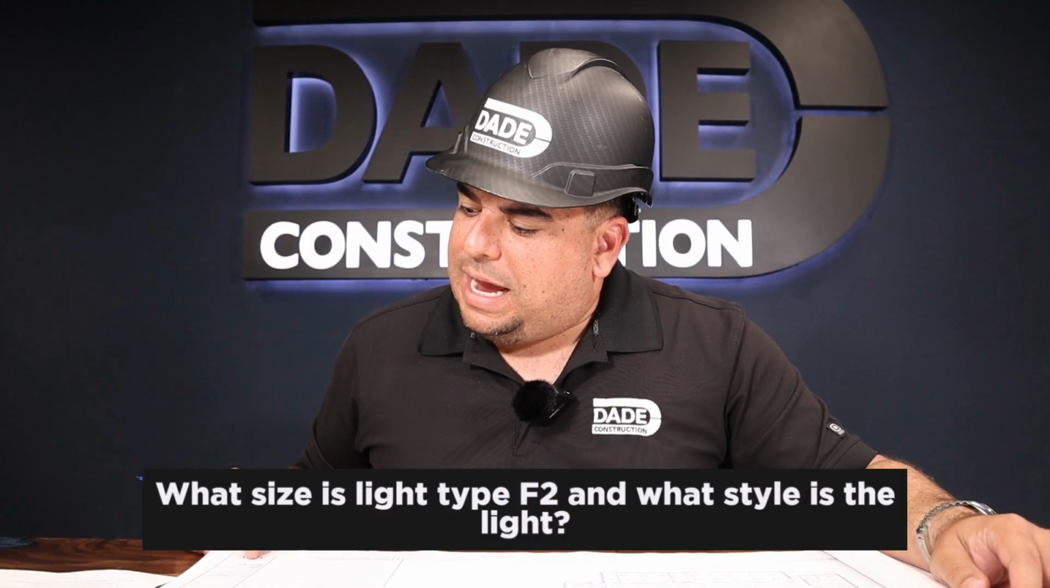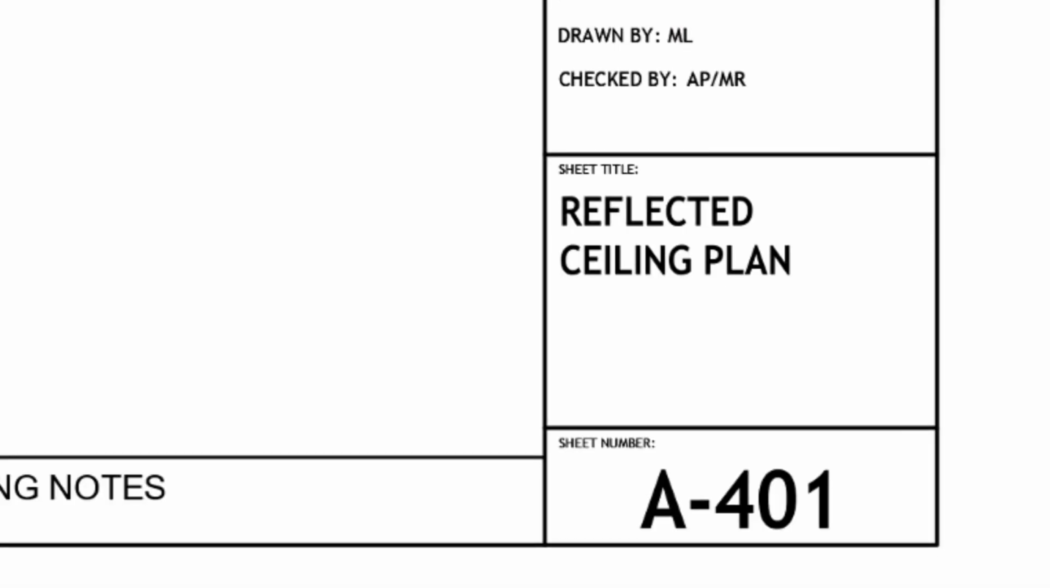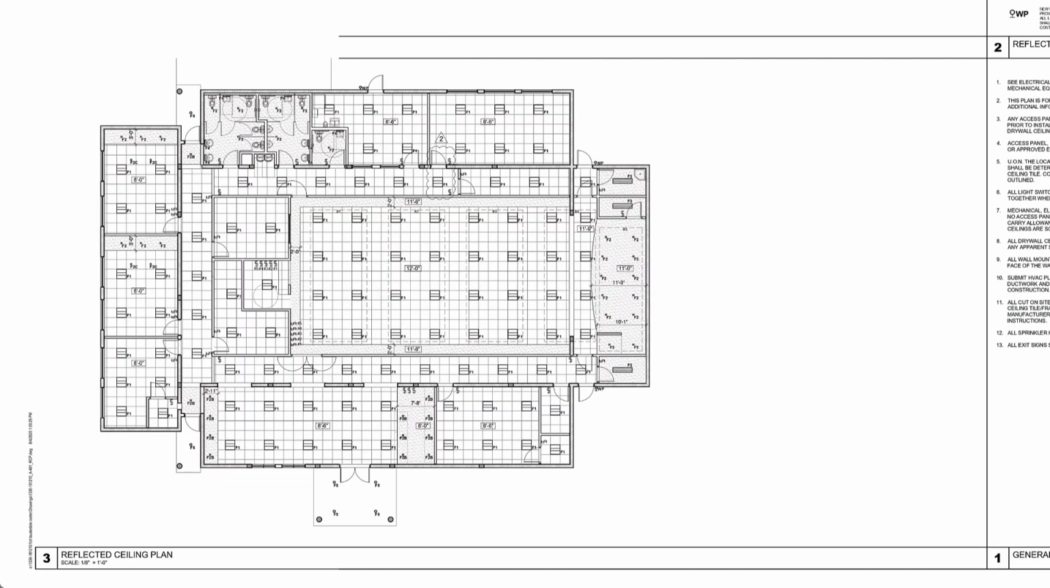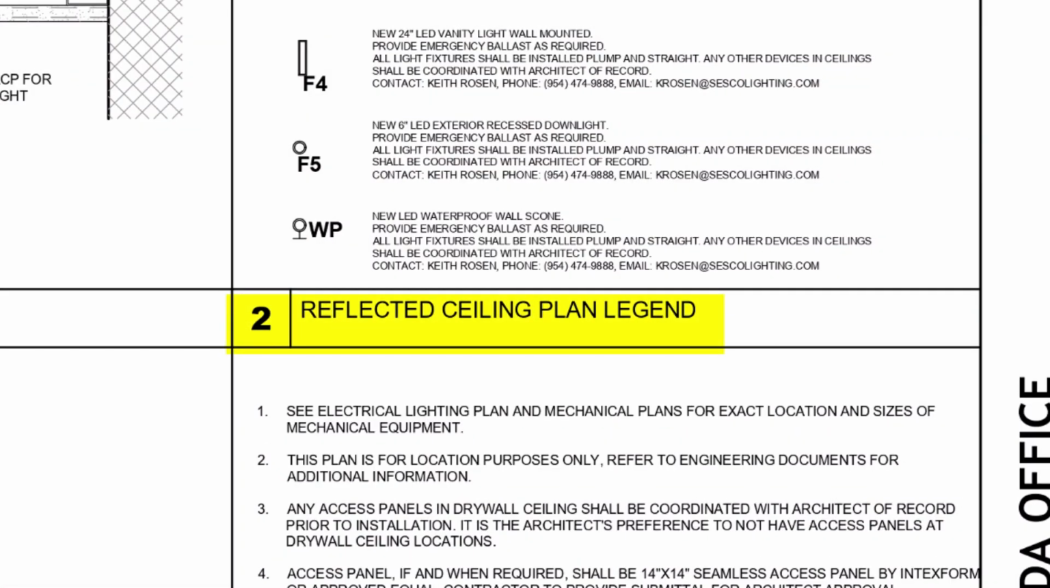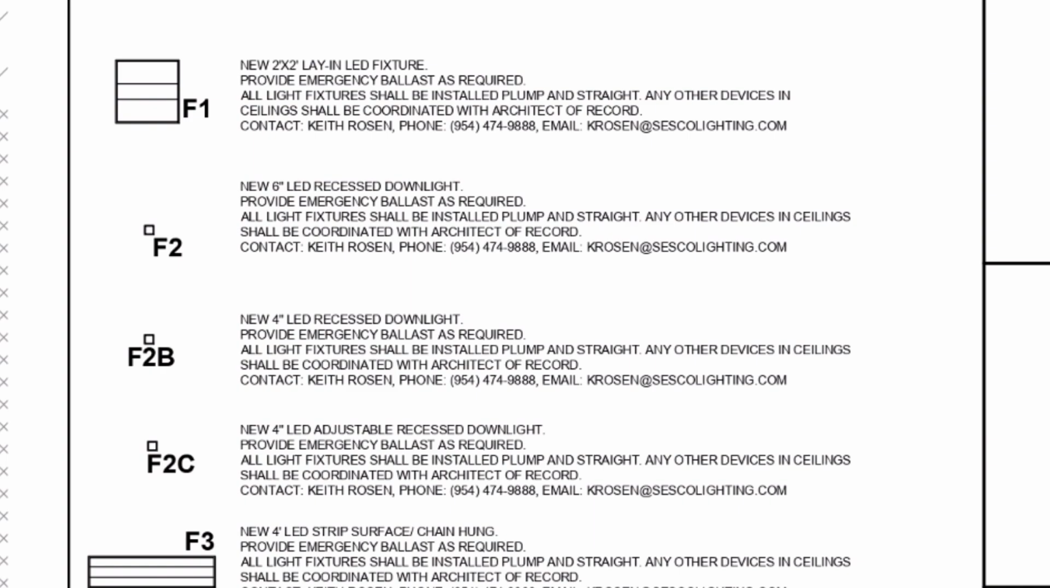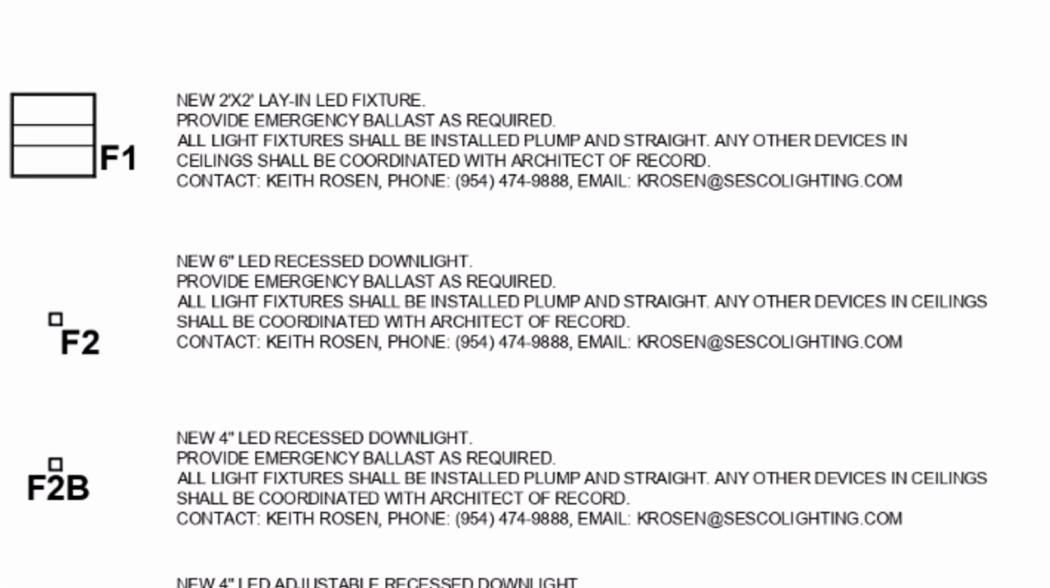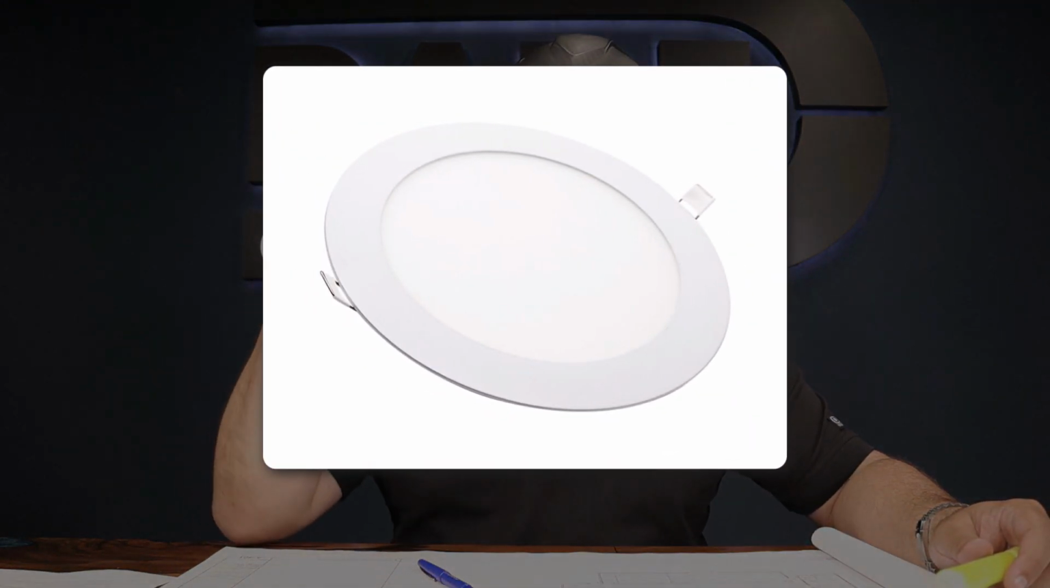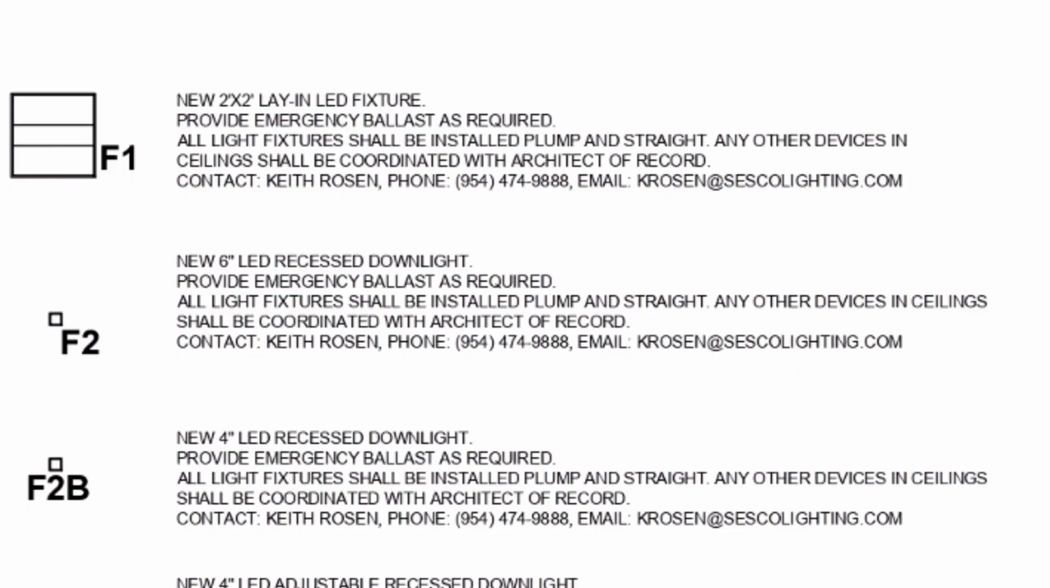Question number 9. What size is light type F2 and what style is the light? So we're on sheet A401, the reflected ceiling plan, and we're gonna look at the reflected ceiling plan to figure out what is type F2, okay? What size is light F2 and what is the style? So as you come over here, the reflected ceiling plan legend, we're gonna look for F2, it's right there. And it says that it is a new 6-inch LED recessed downlight. What a 6-inch recessed downlight looks like, it's right here.